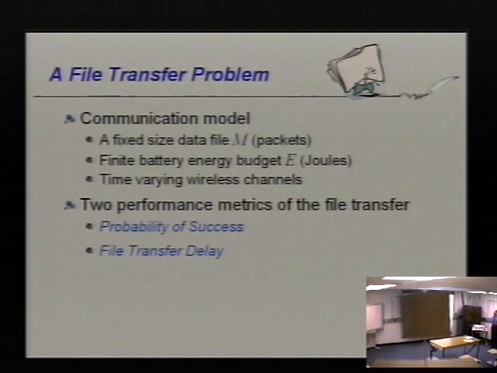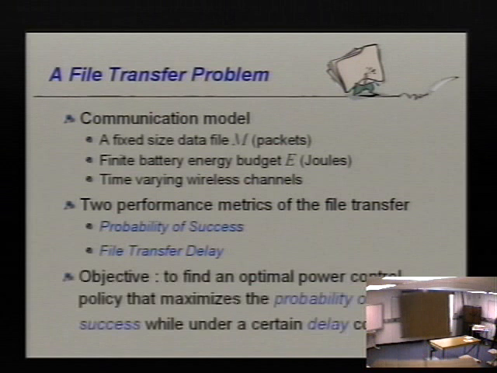And there are two performance metrics taken into consideration. The first one is the probability of success, which means the probability of successfully transferring the entire file of M packets within the energy budget. And the second one is the file transfer delay, which refers to the total time spent in this file transfer. So our objective is, given the total energy and the file size, to find the optimal transmission policy that maximizes the probability of successful file transfer under different delay constraint scenarios.